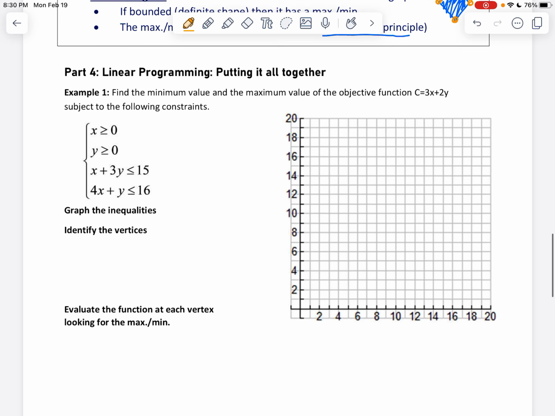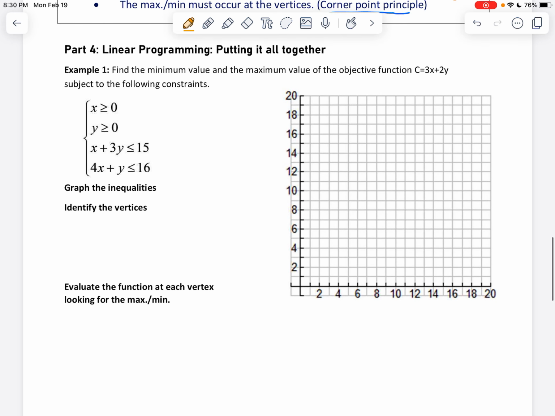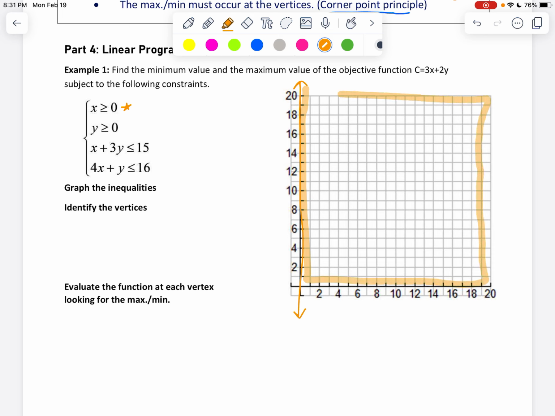So let's put it all together here in part 4. Step 1 is we are going to graph the inequalities listed. So the first one we have, x is greater than or equal to 0. We'll start by graphing the line x equals 0. So that is a vertical line at x equals 0. Basically, it is the y-axis. And then we're looking for x's that are greater than or equal to 0. So we will shade greater than this line. That's going to be everything here. So that's pretty much just the first quadrant.